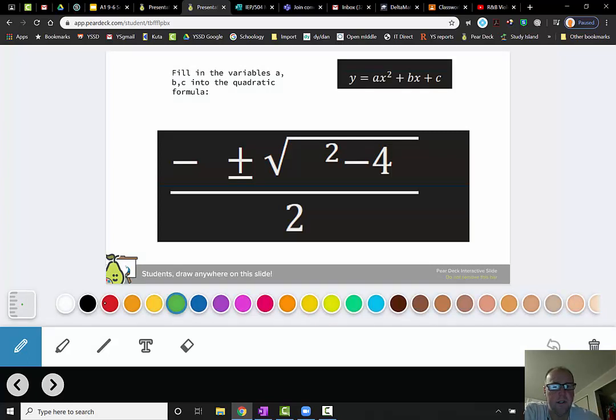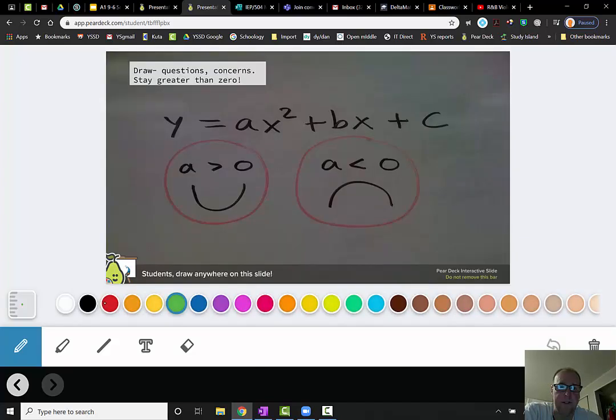Alright, so fill in your letters. Where does A, B, and C go? Into your quadratic formula. Okay, so you might be thinking about Pop Goes the Weasel, or however else you memorize the quadratic formula. Just plug them right in here. Right? What goes in? If you have it memorized, great. If not, it might slow you down just a little bit.